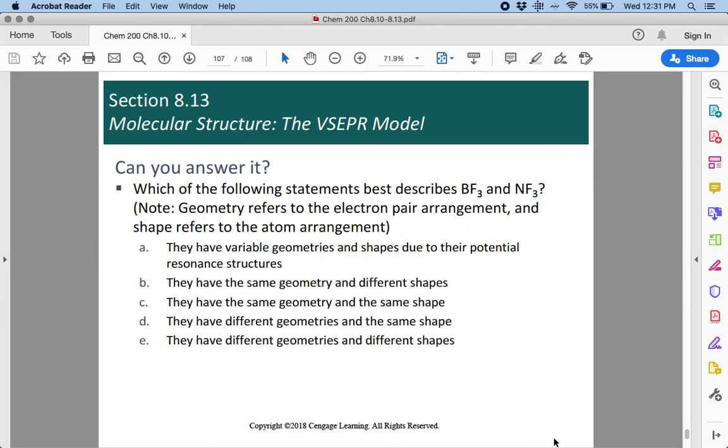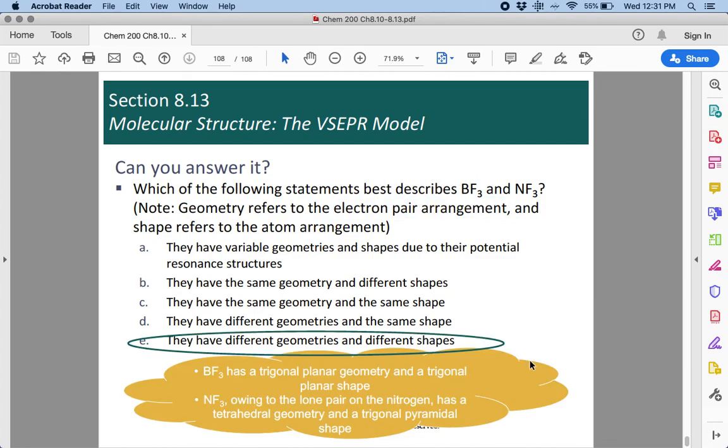And then lastly, which of the following statements best describes BF3 and NF3? Geometry refers to electron pair arrangement, so we're talking about the electronic geometry here, not the molecular geometry. They have different geometries and different shapes. If you draw out your Lewis structures, you will see that BF3 is trigonal planar, and because it has no lone pairs, it's also trigonal planar in its molecular geometry. So electronic geometry, molecular geometry. NF3, however, will have a lone pair. So it is tetrahedral in its electronic geometry, and it's trigonal pyramidal in its molecular shape.